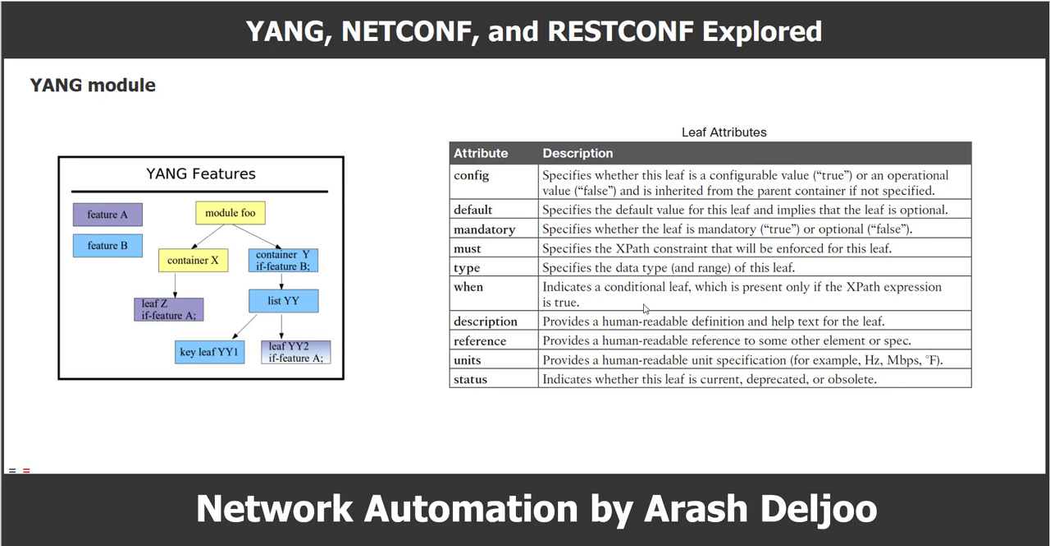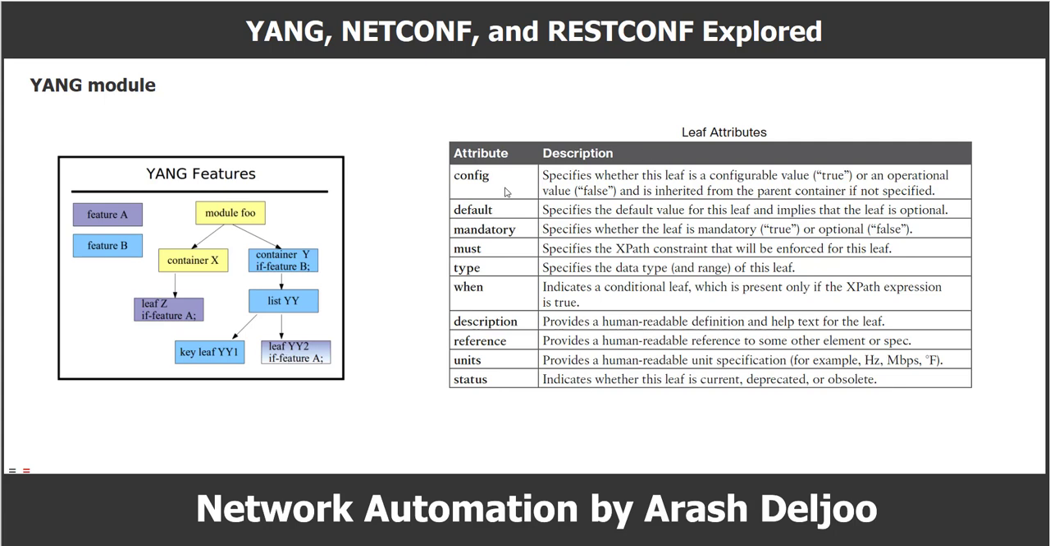This table lists the common attributes for leaf values. Let me explain about it, but the detail of this table is beyond the scope of this video. We are only reviewing these attributes. We are talking about the attributes of these leaves. Inside of a module we have a container, inside of a container we have multiple lists, and each list has multiple leaves, and now we are talking about the leaf attributes.